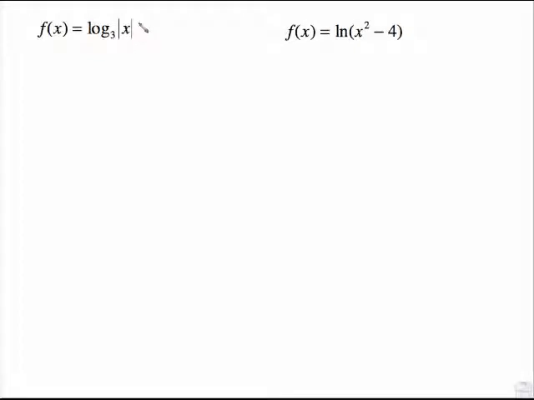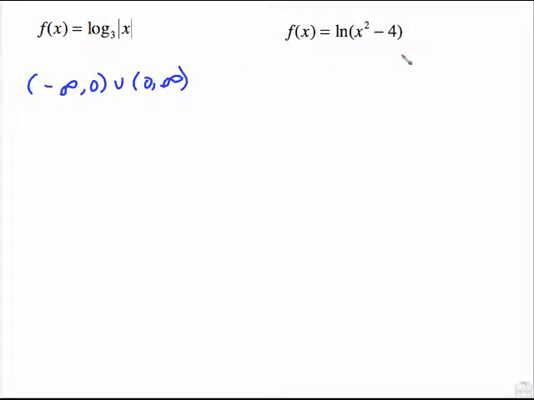This one, you might look at this and think, hey, absolute value is always positive, so it's just all real numbers, but it is not. Remember, you cannot take the log of 0. If 0 is right in here, we can't have that number. So 0 is the only number that needs to be tossed out. So this is all real numbers except 0. So that would be -infinity to 0, union 0 to infinity.